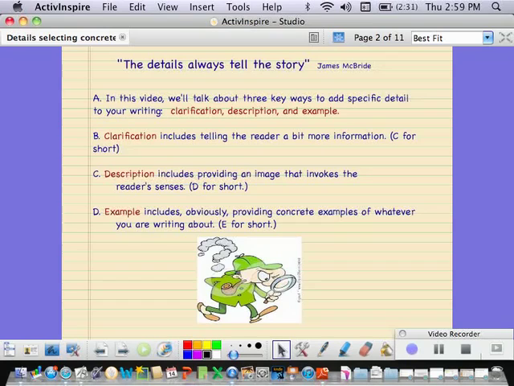And finally, example. An example is just exactly what it sounds like. If you're talking about heroism, you show an example of a brave person. If you're talking about freedom, you give an example of a specific kind of freedom. Let's look at what these look like in student writing.